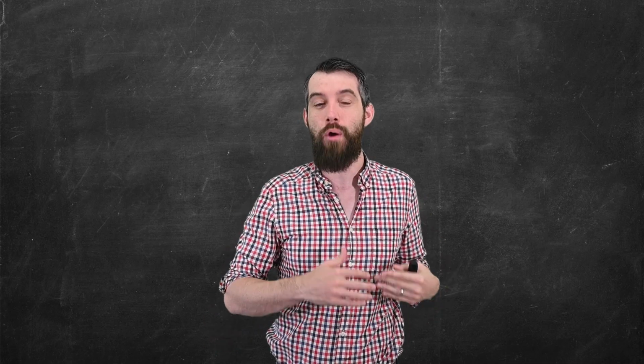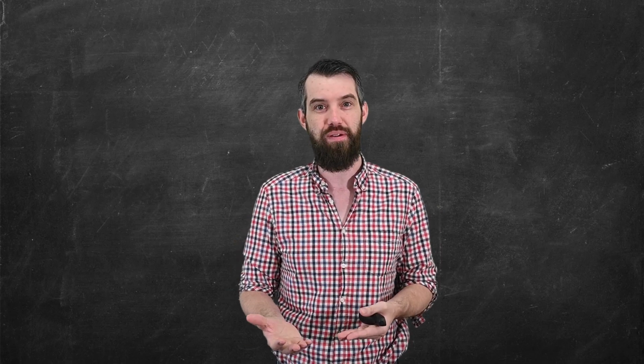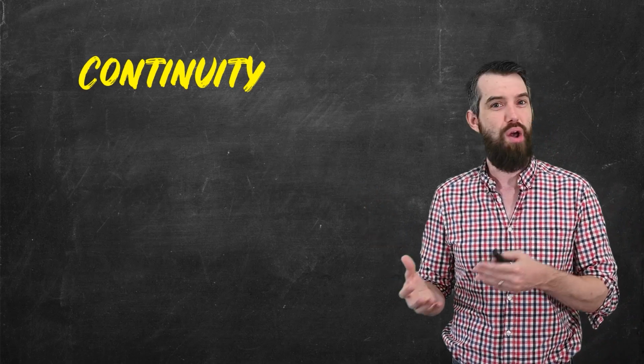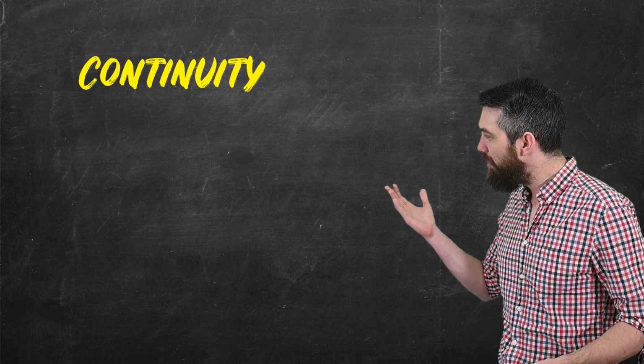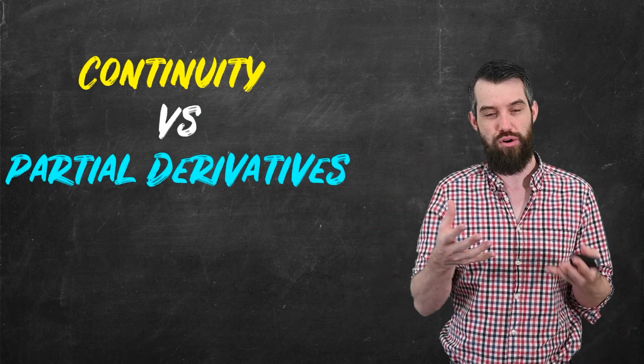And in this video, I really want to explore why we need something more than partial derivatives. So we're going to see an example where we're going to talk about continuity. And continuity is a very important property that a function can have. We're going to talk about whether they have partial derivatives and what the relationship between continuity and partial derivatives is.